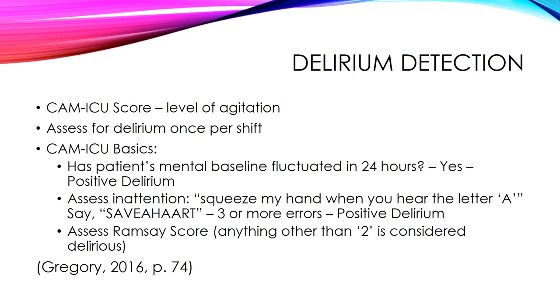Next, assess their inattention. Have them do a simple task, such as squeeze my hand when you hear the letter A, and then spell out "save a heart," which has 2 A's in the word heart. If they have 3 or more errors, they're positive for delirium. Also, assess the Ramsey score. Anything other than a 2 is considered delirious.